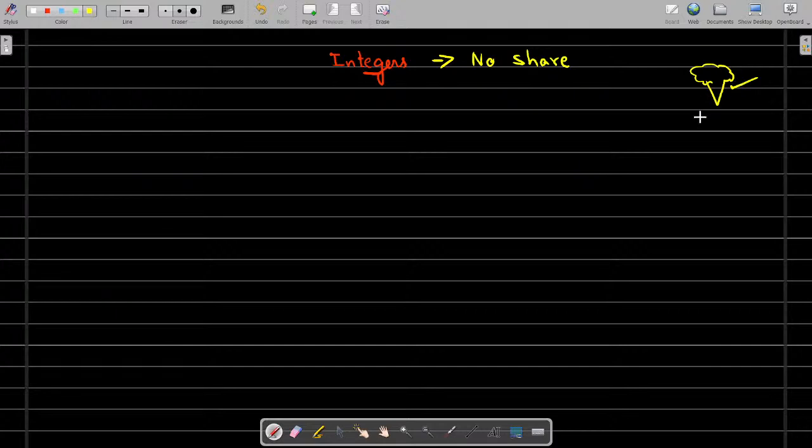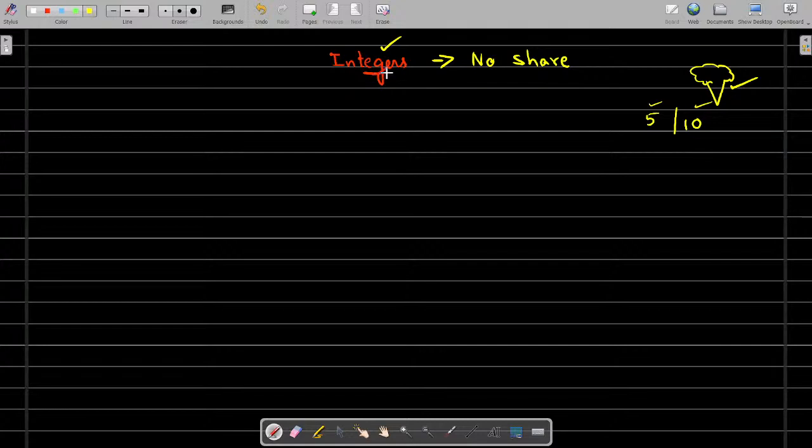Ice creams you eat? 5 ice creams? 10 ice creams? Okay. Which means you're not going to share this with anybody. You're going to take the whole of the ice cream. This is what you call as integers. Right? But to know more about integers, let us start with a small example.